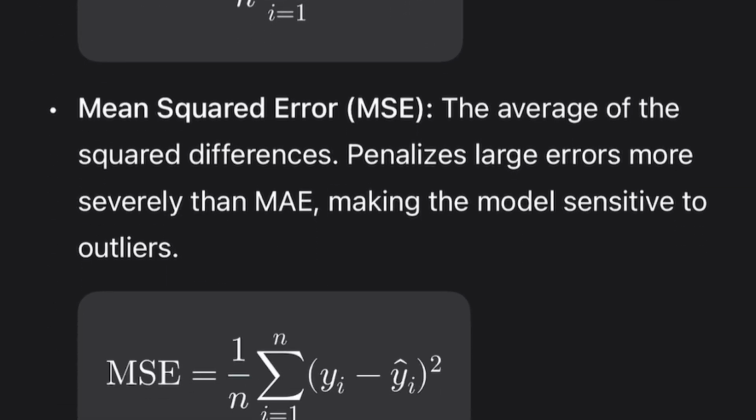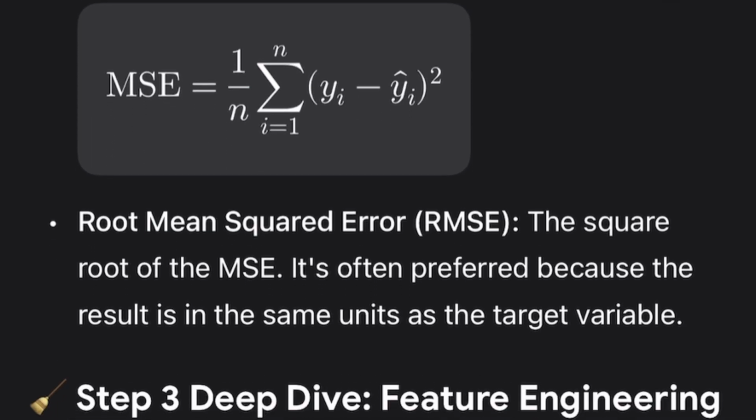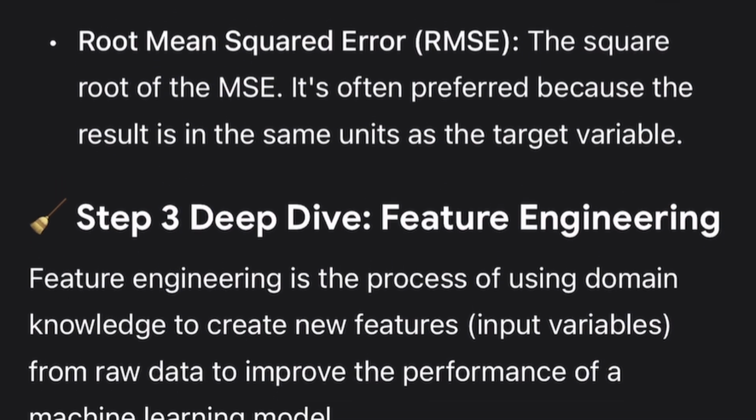Root mean squared error, RMSE, the square root of the MSE. It's often preferred because the result is in the same units as the target variable. Step 3. Deep dive, feature engineering.